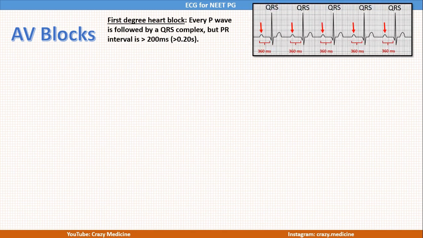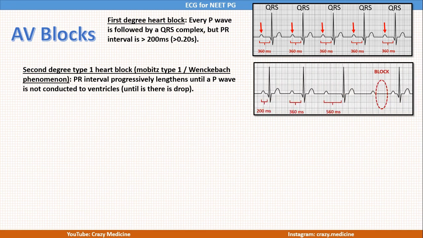In first degree AV block, every P wave is followed by a QRS complex, but the PR interval is more than 200 milliseconds. Second degree AV block has two subtypes. In second degree type 1 heart block, which is also known as Mobitz type 1 and Wenckebach phenomenon, the PR interval progressively lengthens until a P wave is not conducted to the ventricles, that is, until there is a drop.